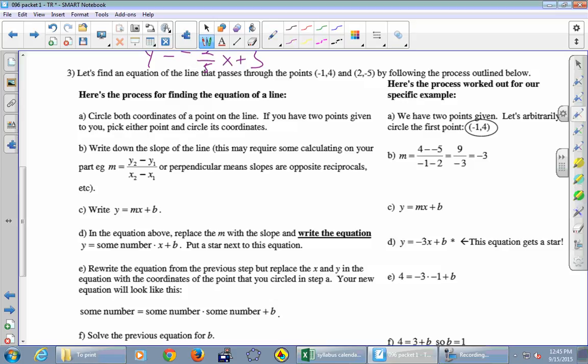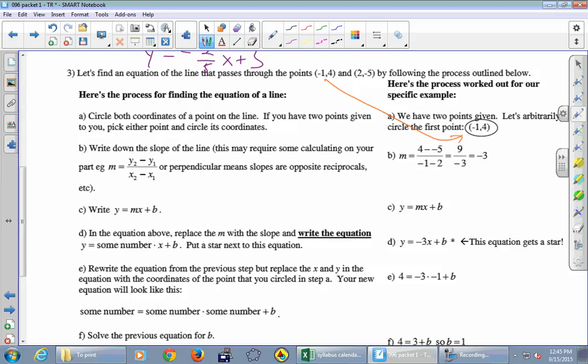Okay, step A says circle both coordinates of a point on the line. If you have 2 given points, pick either point and circle its coordinates. We have 2 points given to us, yes? You pick either one, it doesn't make any difference. I have chosen (-1, 4), it is written right there, okay?